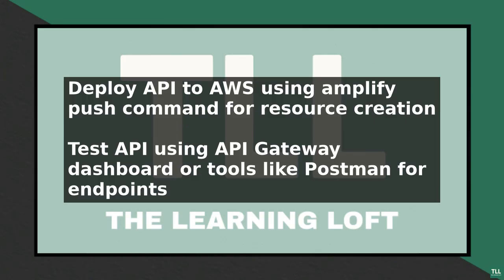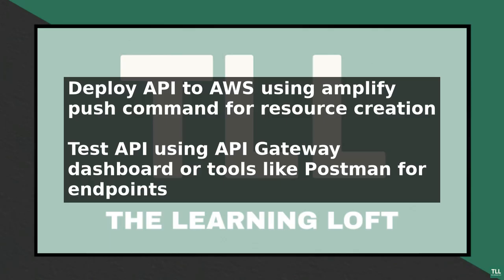After configuring your API, run the command amplify push to deploy your API to AWS. This will create the necessary AWS resources, including an API Gateway, REST API, and a Lambda function.